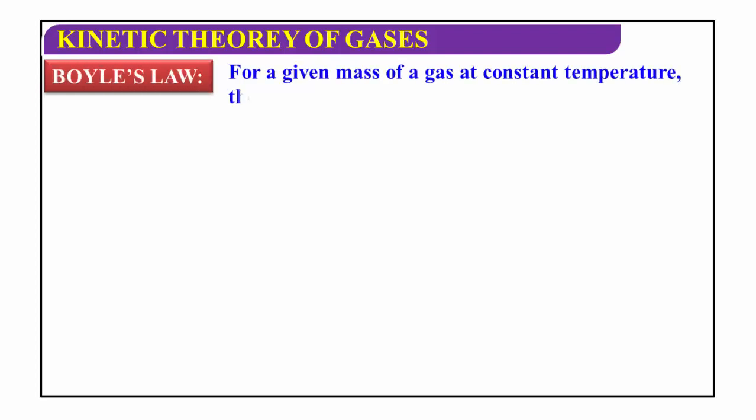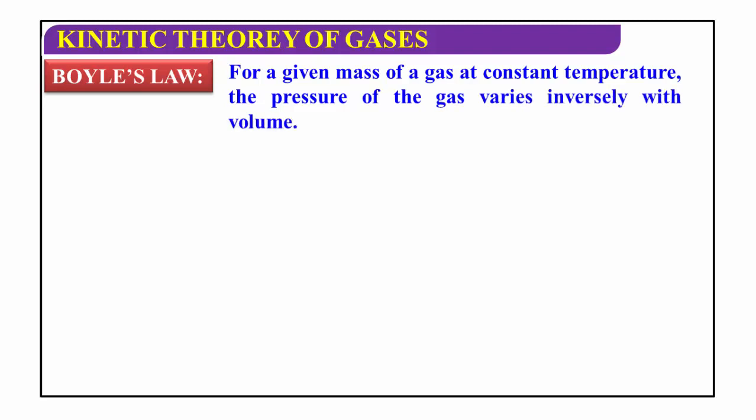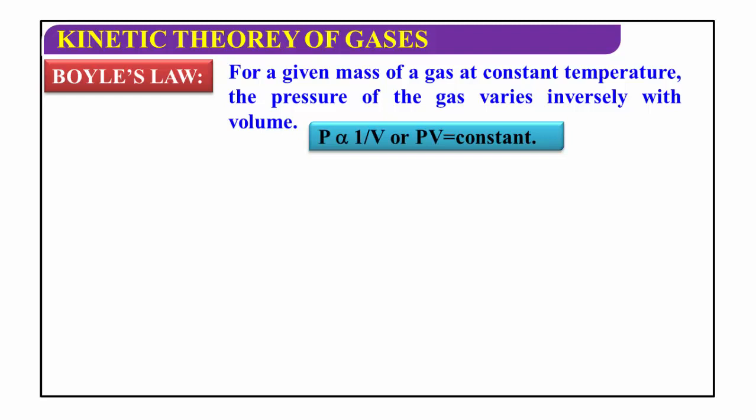Boyle's law. Suppose you consider a given mass of gas in a container. At a constant temperature, the pressure of the gas varies inversely with the volume. It is a very simple statement. At a constant temperature, the temperature is kept constant, and the pressure is inversely proportional to the volume. Then it is called Boyle's law.